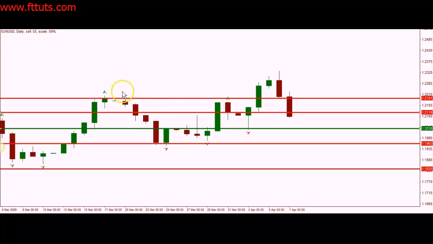Again, you look for that in a correction of an uptrend when the market's moving higher, pull back to support on a correction, and then it moves higher. All right, so that's the piercing pattern. Let's go see the twin brother, which is called the dark cloud cover.